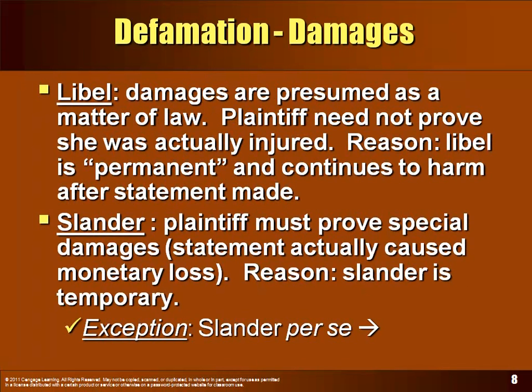All right, so in terms of damages, if something's in writing and it's not true and it's harmful, there's not a lot more you got to do about it. It's there, it's in print, you can't really take it back. You're liable. You're liable for libel.